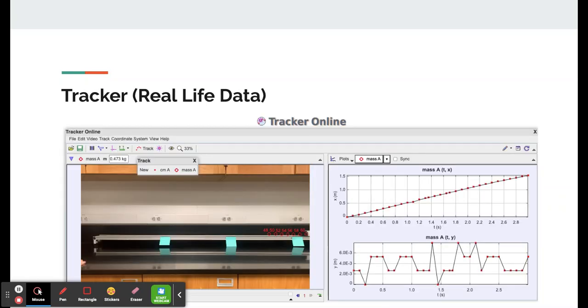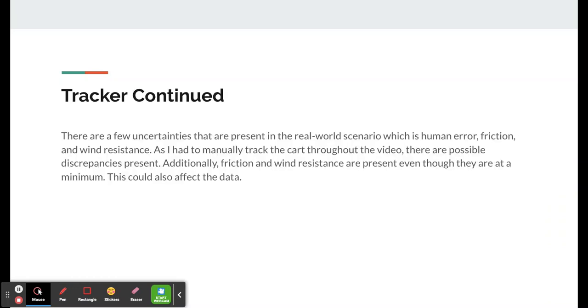Now, Tracker Online. Tracker Online is what is used to get the experimental data as the cart moves a couple, let's say, centimeters. I click a button to track how much it moved every couple of seconds. I got around 60 points of data, which creates this graph on the right. You can see there are a couple of discrepancies, which will be discussed in the next slide. The main discrepancies are human error, since I am manually tracking this cart, friction, and wind resistance. Outside of these three, there are a couple more, but these are the main ones that can cause a change in this data.